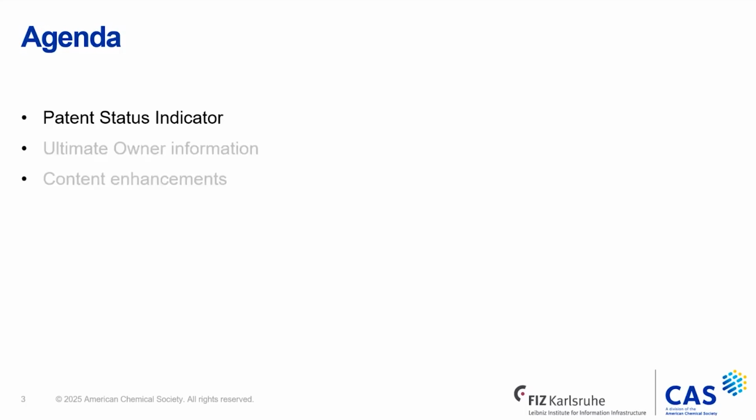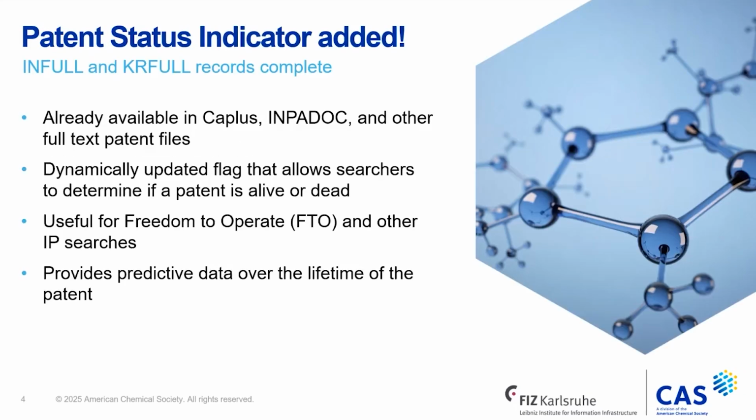We'll start with the patent status indicator. Folks may already be familiar with it because it's new to IN full and KR full, but it is not new to CAS STNext. The patent status indicator is already available in multiple databases. You can see here CA+, INPADOC, and other full-text patent files. For those who may not be familiar with it, we added it within recent memory.